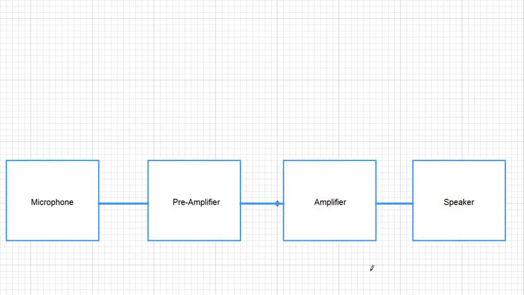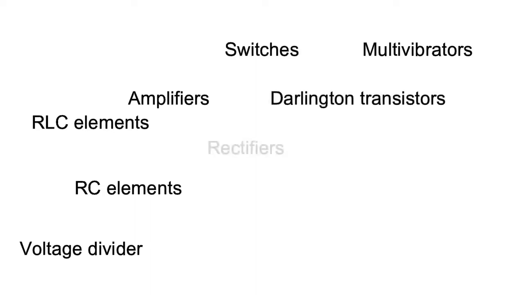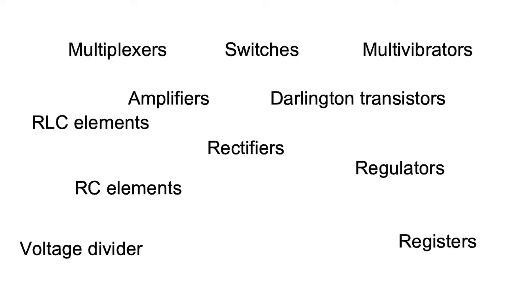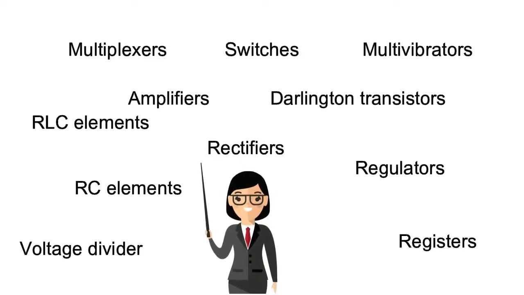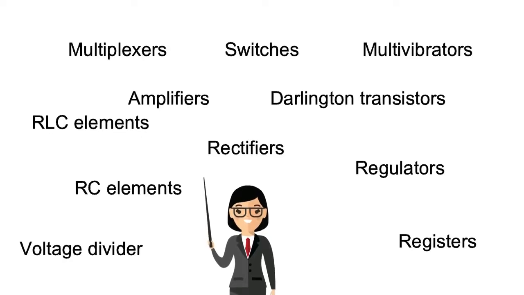Some of these functional blocks are voltage dividers, RC elements, RLC elements, amplifiers, multivibrators, switches, Darlington transistors, rectifiers, regulators, registers, multiplexers, and so on. Having a clear understanding of these blocks is really necessary to build your desired circuit. So understand these blocks, combine them in an appropriate way, and practice a lot.